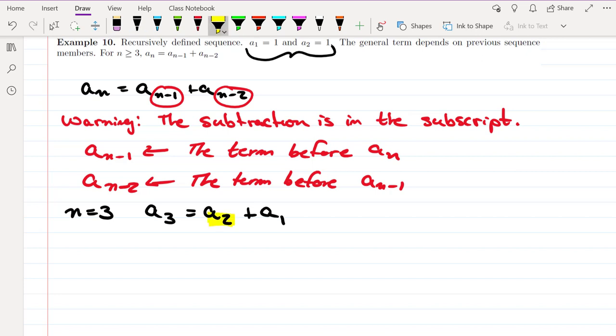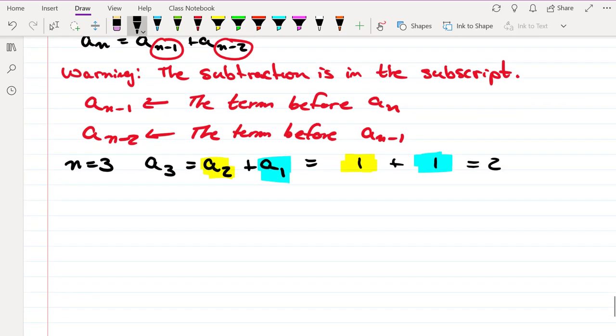Well, what is a sub 2? Well, a sub 2 was given as a seed, and it's going to be 1, and a sub 1 was also given as a seed, and it's going to be 1 as well. So then this is equal to 1 plus 1, which gives us 2. All right, so now to get our next sequence member, we would use n equals 4, and that's going to give us a sub 4 is equal to a sub 3 plus a sub 2.